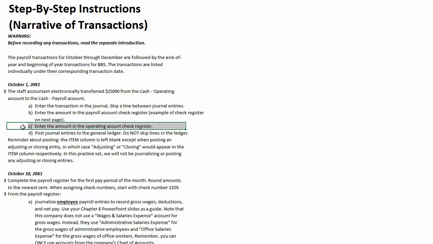Okay, now we are on step 1C. We're going to enter the amount in the operating account check register. So we're still talking about this $25,000 transfer. So we need to find our operating account check register.